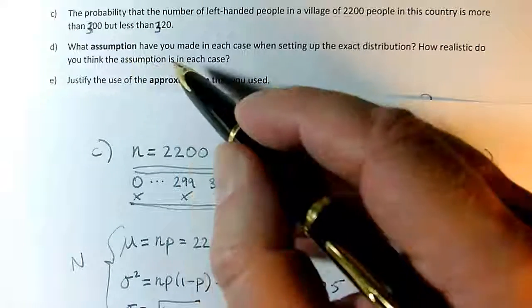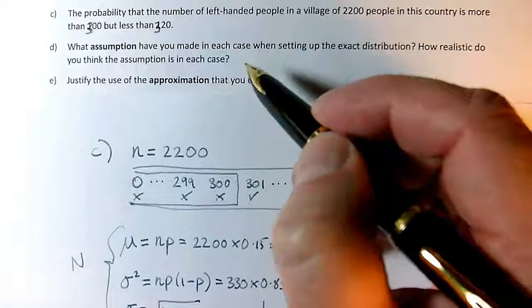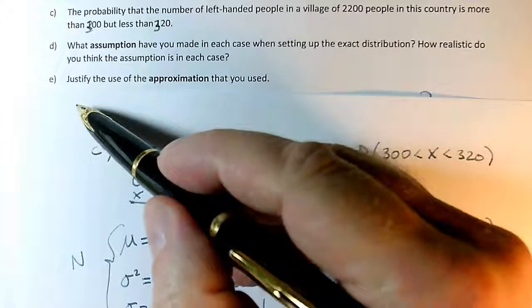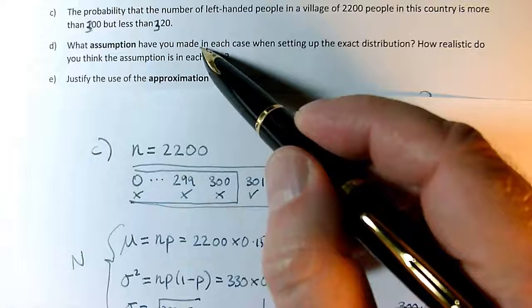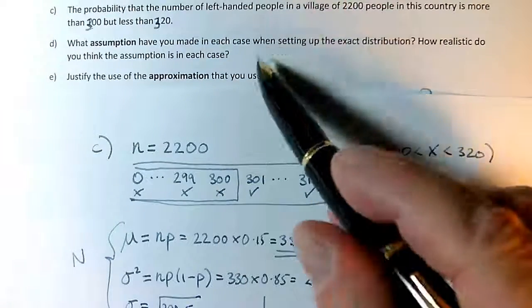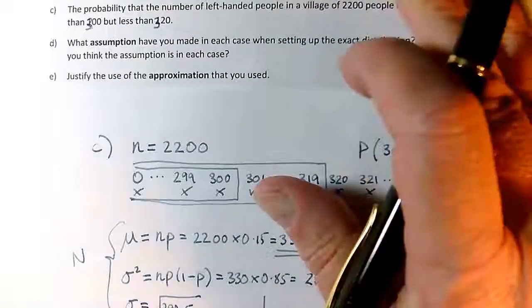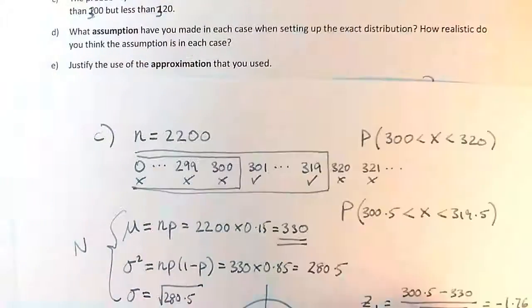What assumption have we made in each case when setting up the exact distribution? And how realistic do I think that is? We've got to be careful here. There's a hint: part E is asking for the justification for the approximation, so it's not at this point that I start looking at np and n(1 minus p). It's the assumption for the binomial. So what assumptions do I need for a binomial? Well, I need a fixed probability of success, and I need all of the trials to be independent.